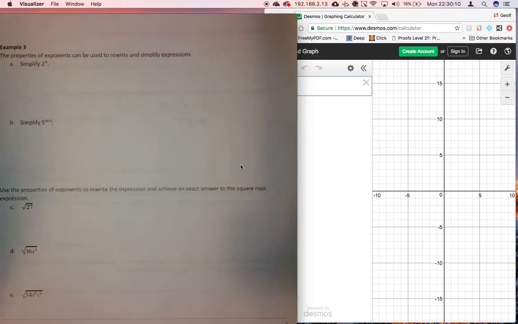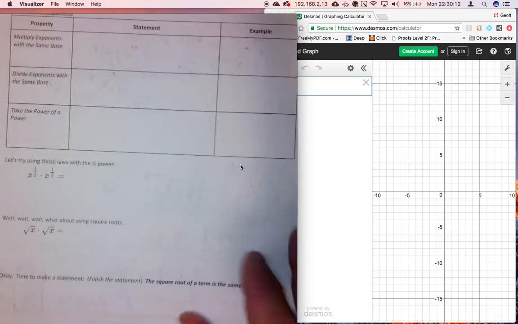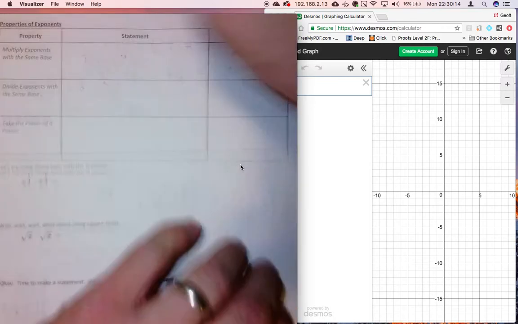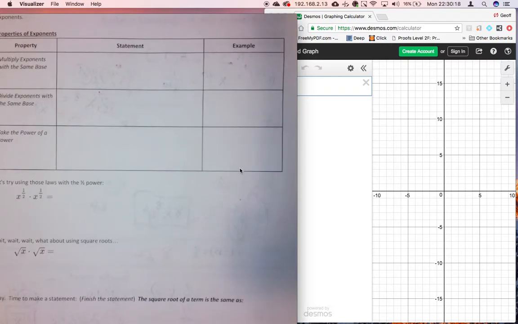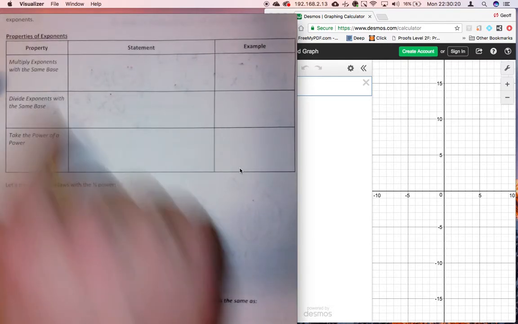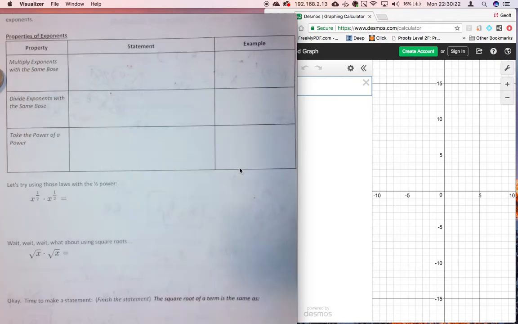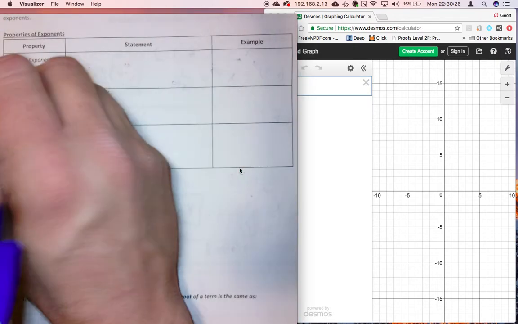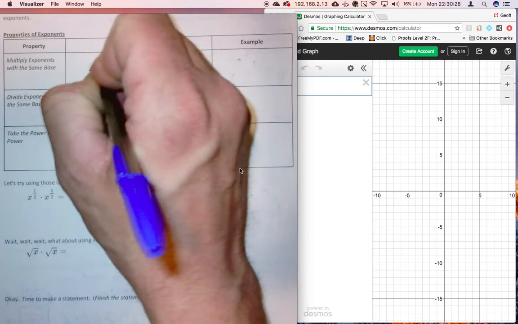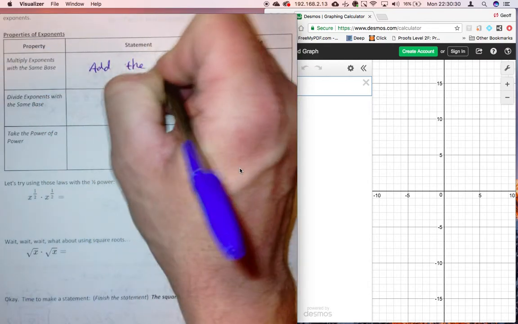All right, moving on. Let's make sure that the rules, the properties of exponents, are clear. All right, so here we go. If you multiply exponents with the same base, you add the exponents.